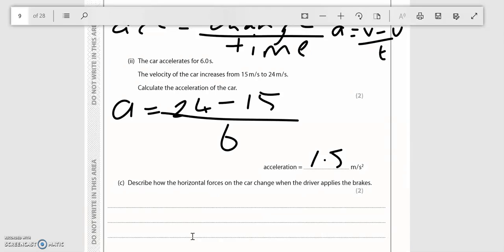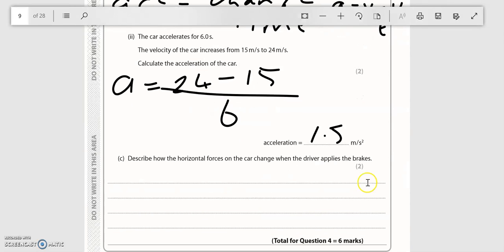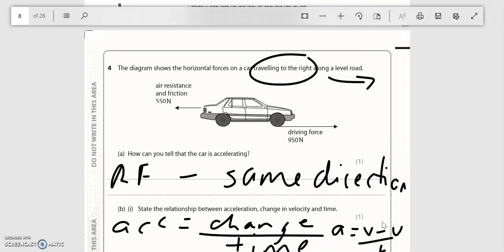Then describe how the horizontal forces on the car change. So if he applies the brakes, then the force that's going to increase is the friction. So that's the first mark. So by applying the brakes, the friction will increase. At the same time, he's probably going to take his foot off the accelerator, hopefully. So another mark that you could get is that the driving force decreases or the driving force disappears.